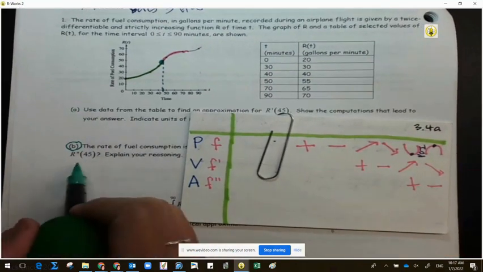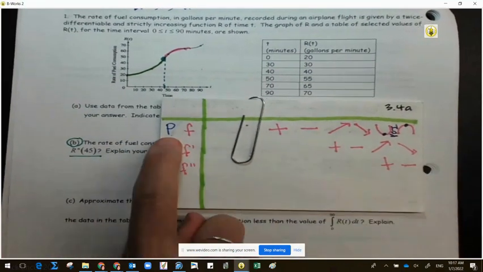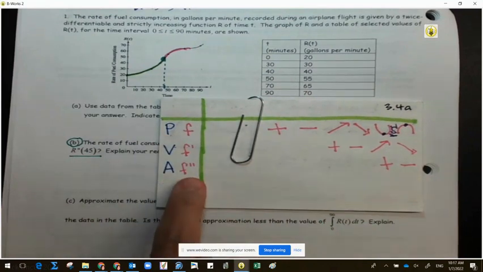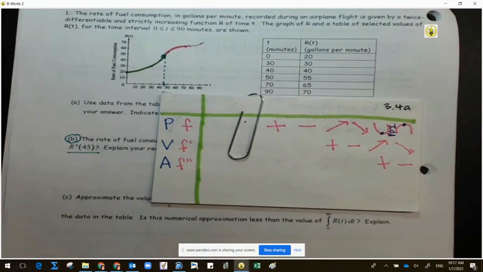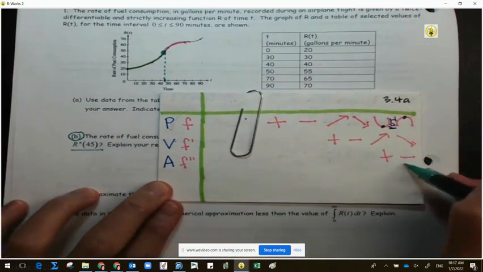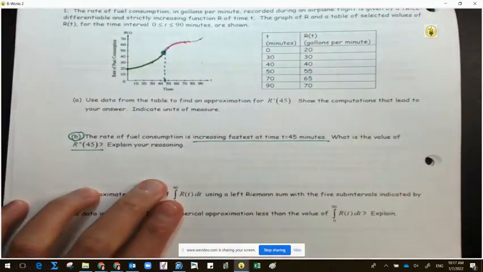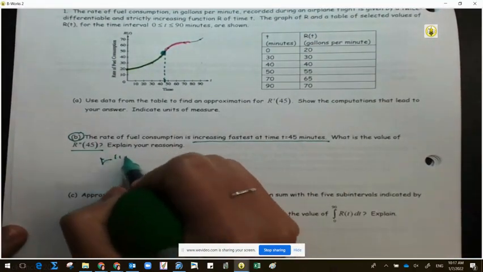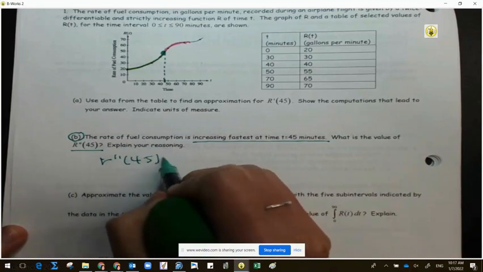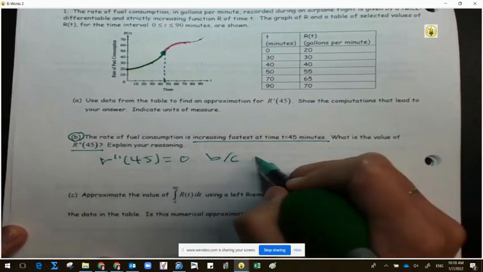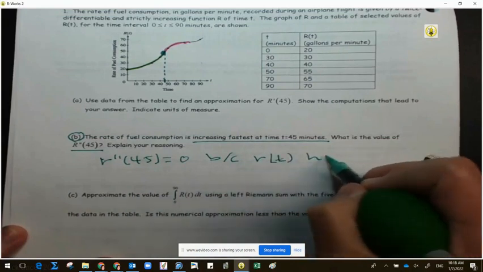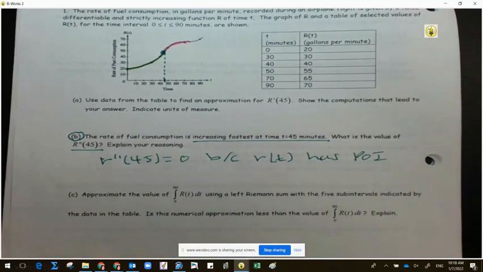So now let's see. It's asking us for R double prime. So would you guys agree, given the particle, our R double prime has to be the one that goes with the second one on the list? Okay? So that means it has to equal 0, because between positive and negative, there's a 0. So let's write on here, R double prime of 45 must equal 0 because the original graph, R of t, has a point of inflection. So those of you guys that said it is concave up to concave down, that's fine. You're describing the point of inflection. Okay? Is everyone good on that? So I know this was also part of our notes.